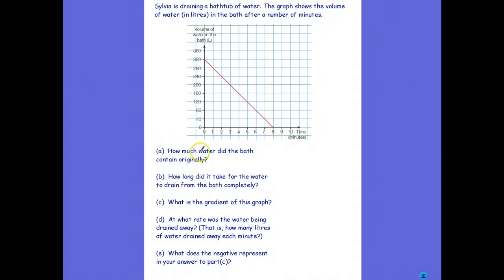Okay, so question A, how much water did the bath contain originally? Well, that's when the time is 0. The volume of water was 320, so 320 liters. How long did it take for the water to drain from the bath completely? Well, once the volume goes down to 0, that took us 8 minutes.